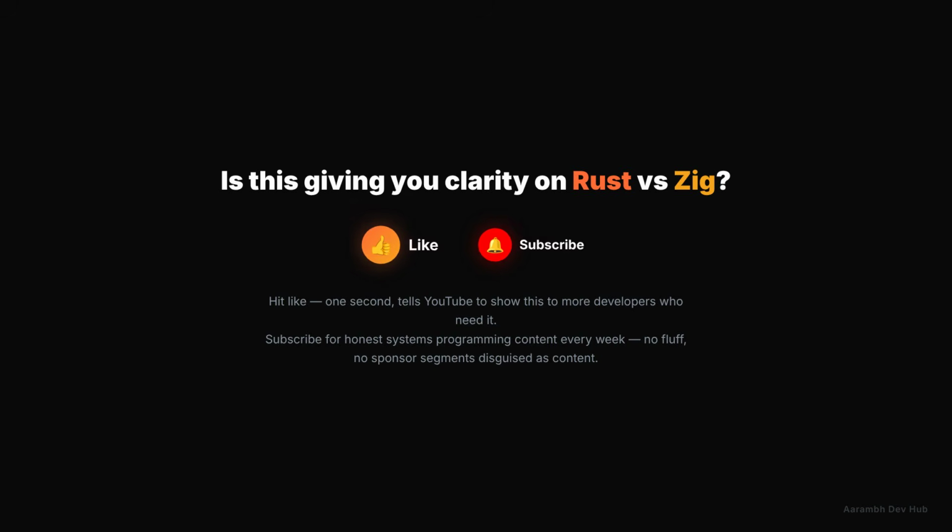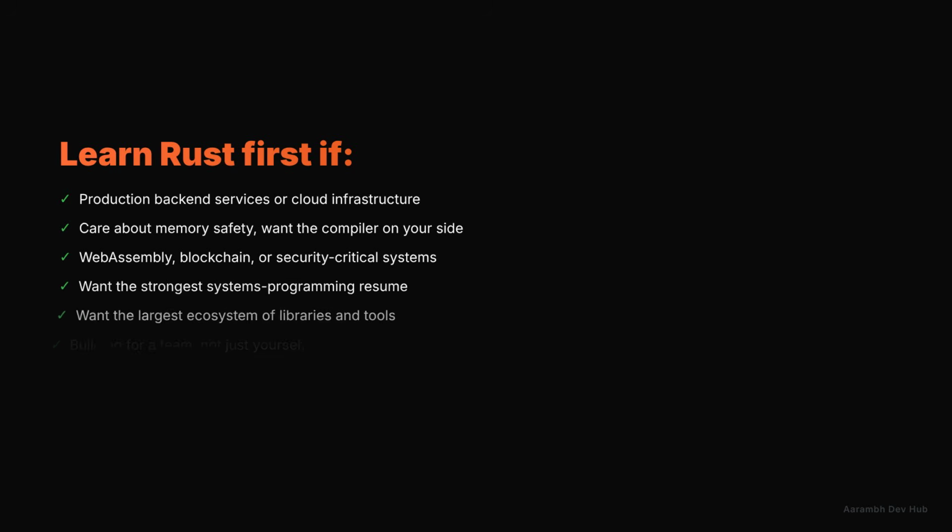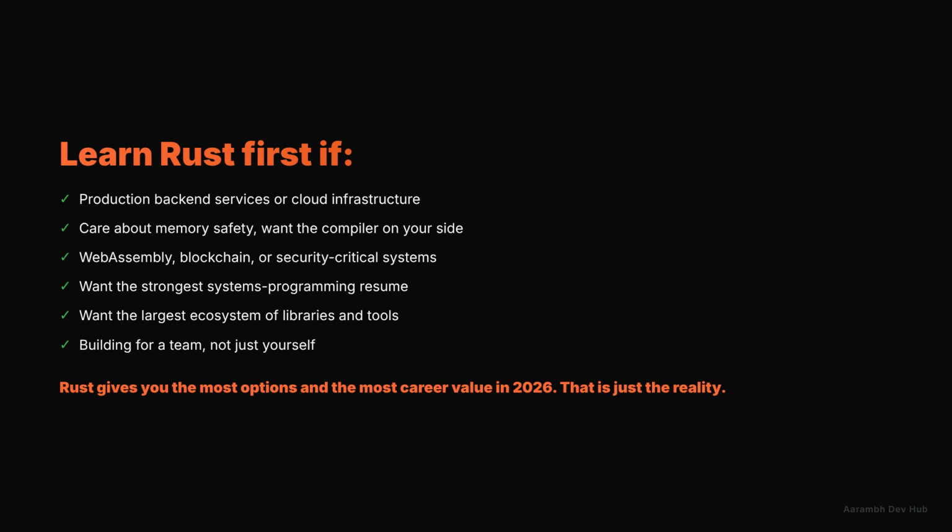Let's keep going. Okay, decision time. Here is my framework. Learn Rust first if any of these describe you. You want to work on production backend services or cloud infrastructure. You care about memory safety and want the compiler on your side. You are interested in WebAssembly, blockchain, or security-critical systems. You want the strongest possible resume in systems programming. You want access to the largest ecosystem of libraries and tools. You are building for a team, not just yourself. Rust gives you the most options and the most career value in 2026. That is just the reality.